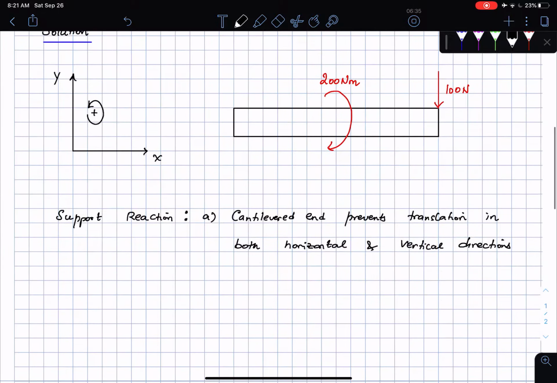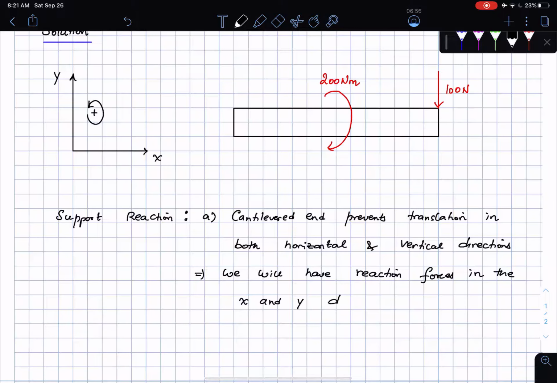Okay, which implies that I'm going to have reaction forces in the x and the y directions. So this implies that we will have reaction forces in the x and y directions. Okay, that's one thing.